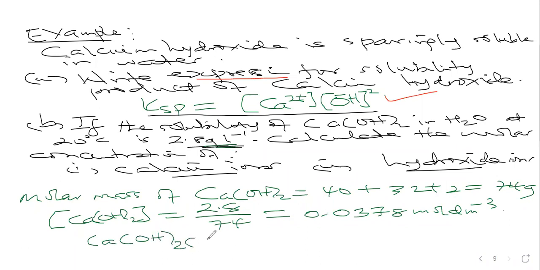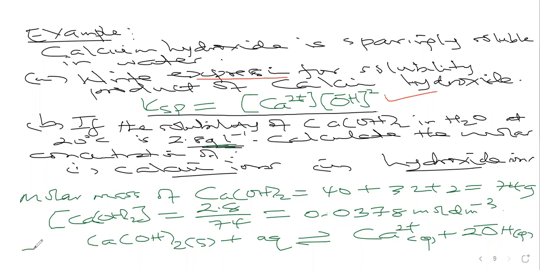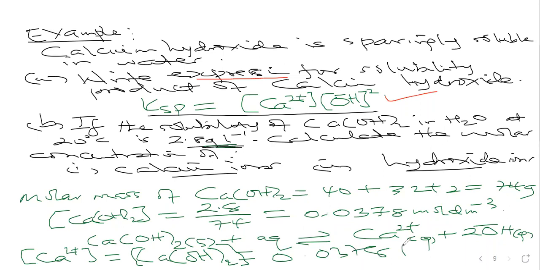The moment you get that, you can easily get the concentration of calcium ions using the equation. You are aware that calcium hydroxide plus aqueous gives me 1 calcium ion per mole, and then 2 hydroxide ions per mole. This implies that the concentration of the calcium ion will equal the molar concentration of calcium hydroxide. It's equal to its molar concentration, and is equal to 0.0378 molar. So we shall have answered Roman 1. Are we together?